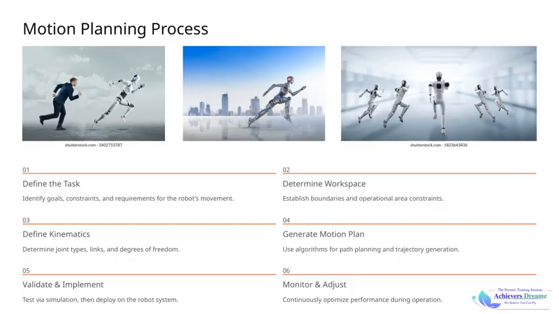Finally, we validate and implement the plan. We test it first in simulation to catch any issues, then deploy it on the actual robot system, making sure everything works as intended. And of course, the process doesn't end there. We continuously monitor the robot during operation and make adjustments as needed to optimize performance and respond to any unexpected conditions. This iterative approach helps keep the robot operating safely and efficiently within its environment.